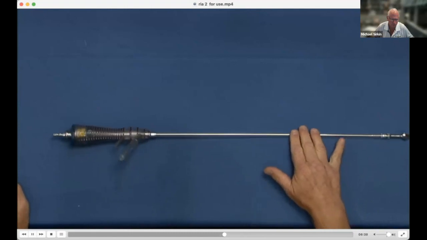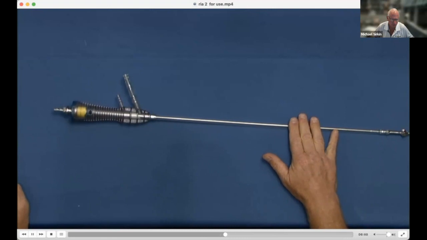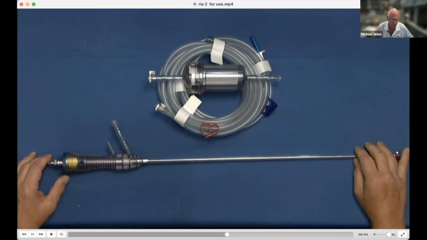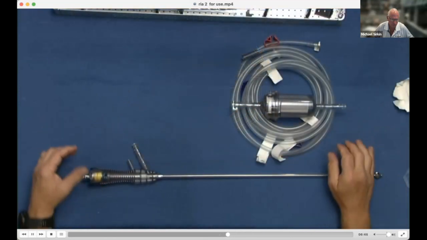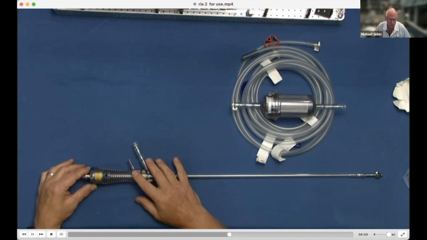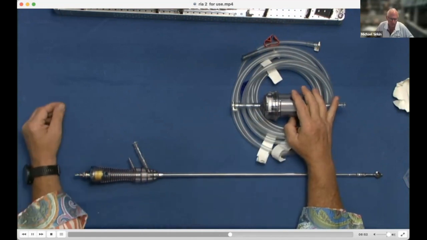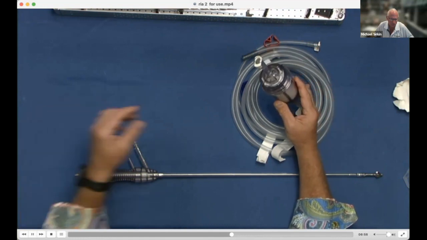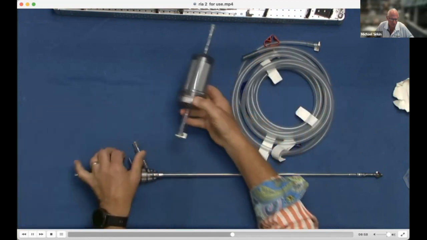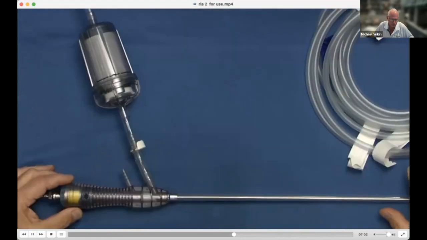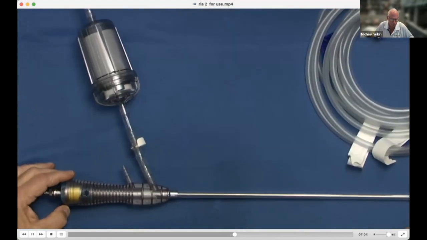Now we need to connect our suction as well as our irrigation. This came sterile in our set. So the next thing we have to do is connect our aspiration tubing and our irrigation tubing. We're going to do collection here because this is for an infection case. So we're going to take our collection canister, which has this quick connect, and we're going to attach this directly to our rhea shaft.